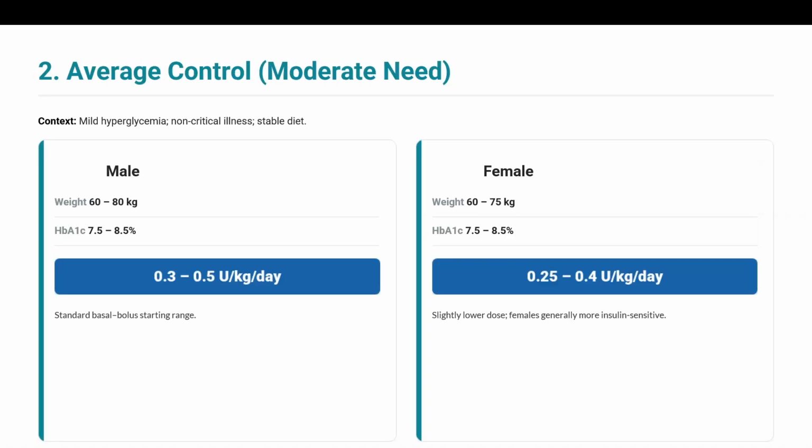For an average control patient with a moderate insulin requirement, that is mild hyperglycemia with a non-critical illness and on a stable diet, if the person is a male of 60 to 80 kgs and HbA1c of 7.5 to 8.5, you can start at 0.3 to 0.5 units per kg per day, the standard basal bolus starting range. If it is a female of 60 to 75 kgs, HbA1c 7.5 to 8.5, in the moderate range of HbA1c, you can start a bit lower, at 0.25 to 0.4 units per kg per day. This is a slightly lower dose because females generally are more insulin sensitive than males.